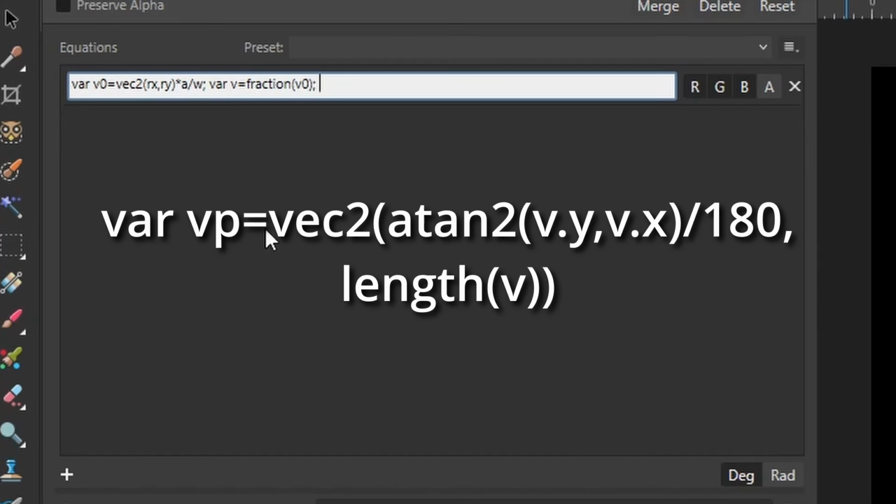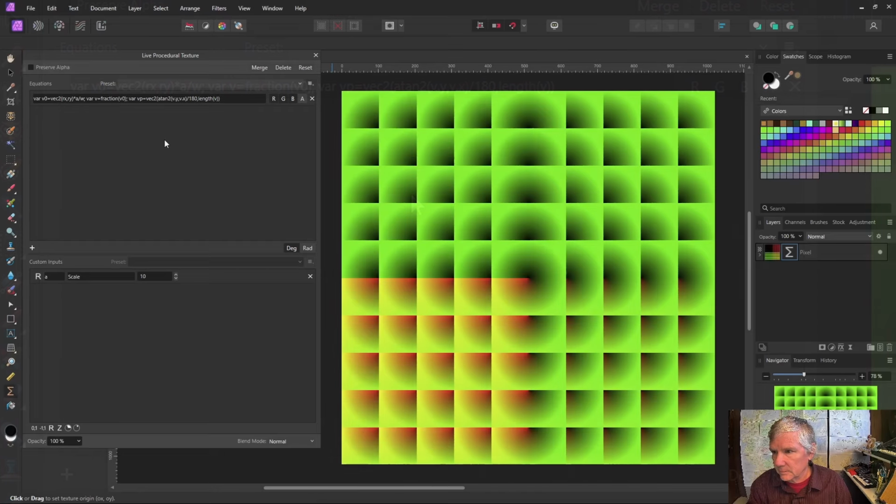Now for this one, I'm going to set up a polar coordinate system. And so in order to do that, I'm going to set up another variable vp equals vec2 of atan2 of v.y comma v.x. So that's my first component of the polar vector, the angle. And the second component will be the radius, which is the length of v. And I have to scale this because it returns a value between minus 180 degrees and 180 degrees. And so I'm going to divide that by 180. So it'll have a range from -1 to 1. So that looks like that.